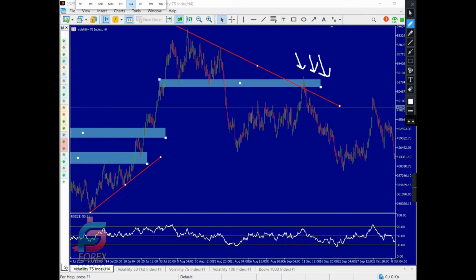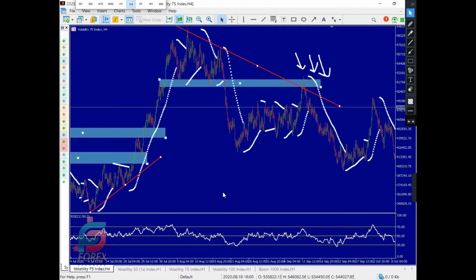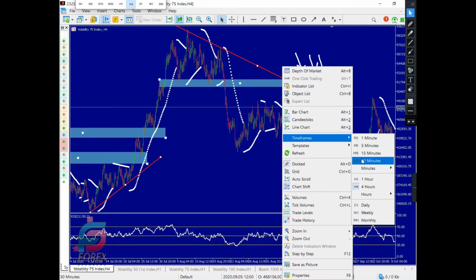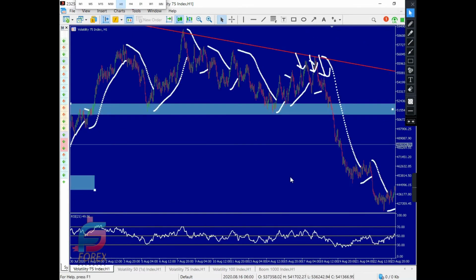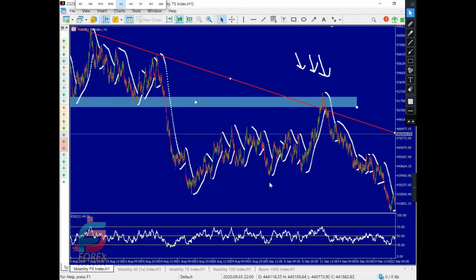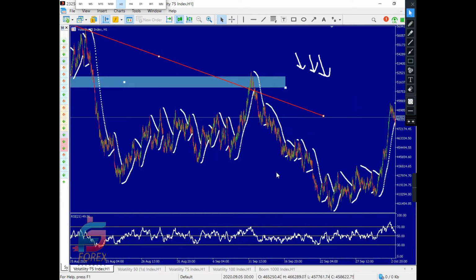Parabolic SAR. So I'll go up and insert my parabolic. I'll go to Insert, and there we go. This is my parabolic. Since I trade the parabolic as my entry indicator, I have to switch to a lower time frame, because this is 4 hours. I need to switch to the 1 hour time frame. I'll just minimize it, and then you see where my entry is.